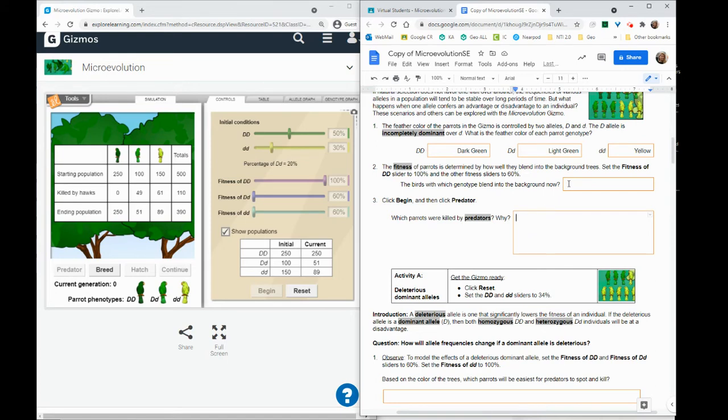So think about which ones blended in the best, which ones had the worst camouflage, and which ones were killed by the predators, and how does that relate to which ones had good camouflage and which ones had poor camouflage.